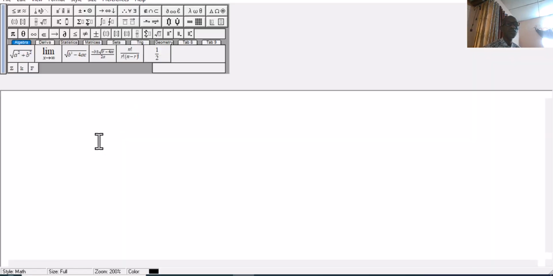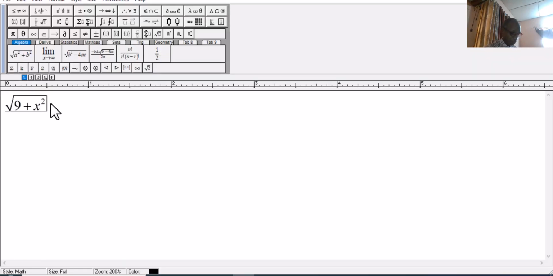So let's open this bracket. What this means is the same thing as 9 plus x squared raised to the power of half. That is what this statement means. Now, half, that's our n. Our n in this case is less than 1.